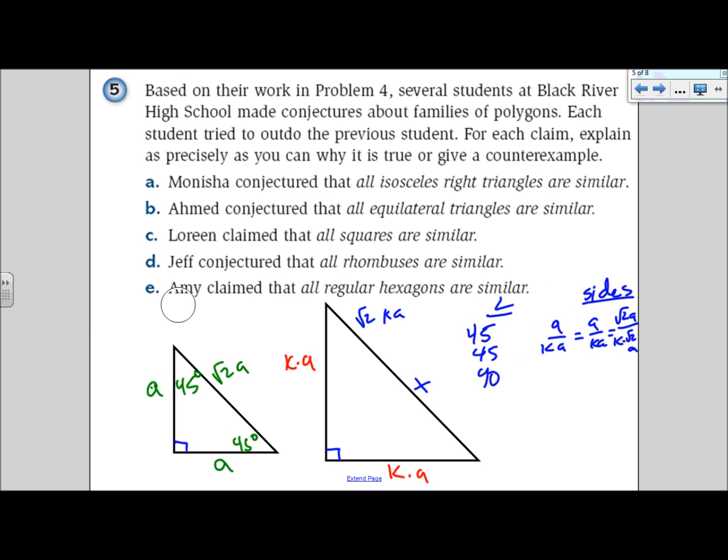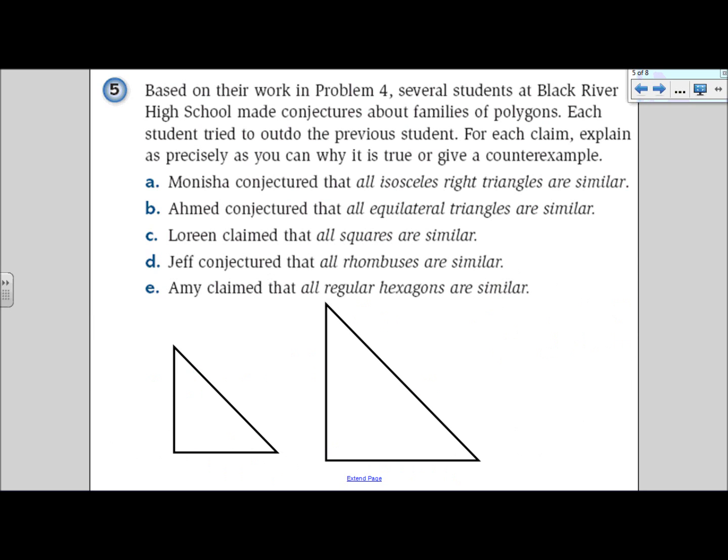Okay, so what I want you to do is B through E. I'll make a conjecture that all equilateral triangles are similar. So then you're going to have 3 sides that have this common scale factor. Does that mean all the angles are congruent? Maureen claimed that all squares are similar. Now we're getting out of triangles. Got to show all the corresponding angles are congruent, all the sides have a common scale factor. And again, if not, write a counterexample.